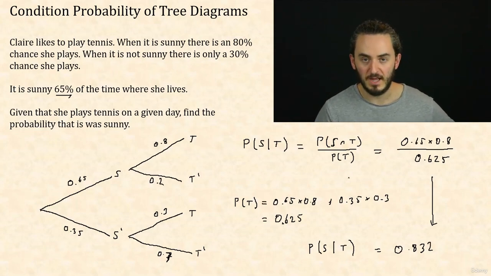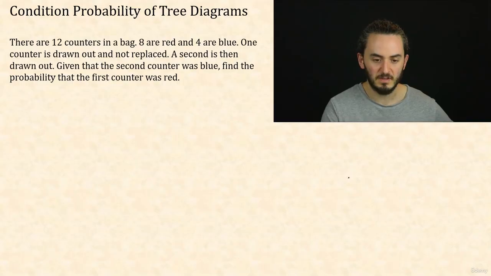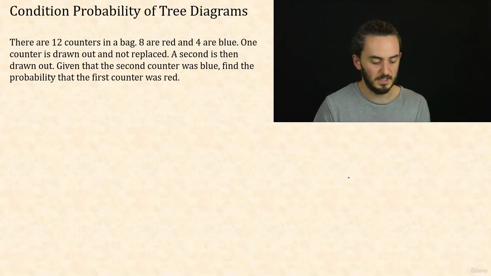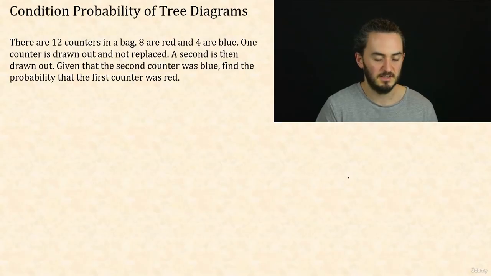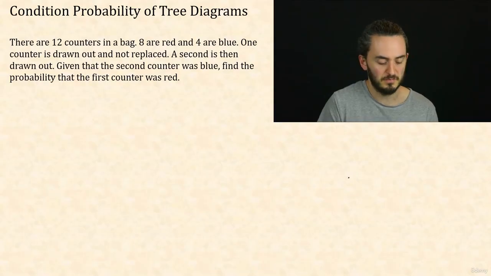All right, let's have a look at another example. Now, this question is basically an old GCSE question, but I've adapted it to make it conditional, and I think it's quite counterintuitive. So there are 12 counters in a bag, 8 are red and 4 are blue. One counter is drawn out and not replaced, a second is then drawn out. Given that the second counter was blue, find the probability the first counter was red.